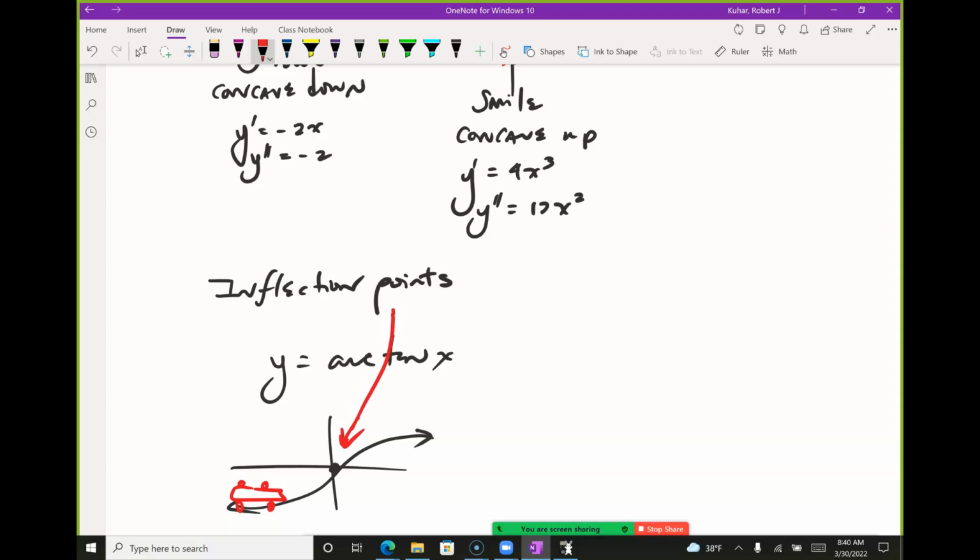So where the concavity changes. And it could change without a point, like 1 over x changes without a point, right? 1 over x is concave down here and concave up there. So I still have a change in concavity, but the point where it changes doesn't exist in the original function, right? At 0, this function doesn't exist, right?